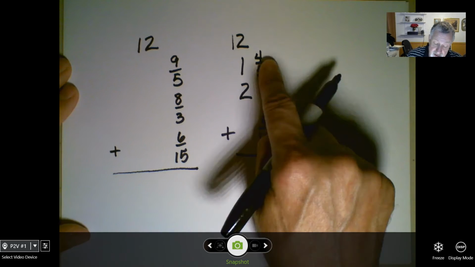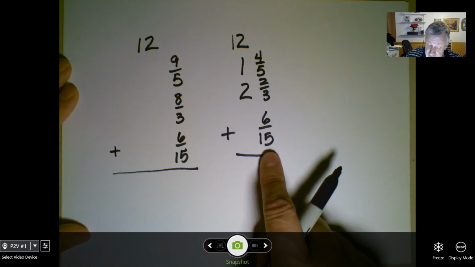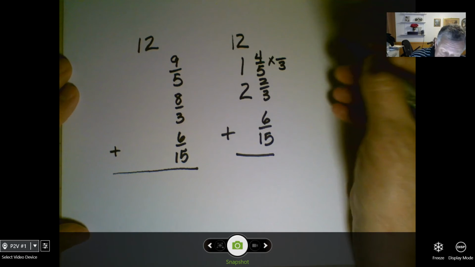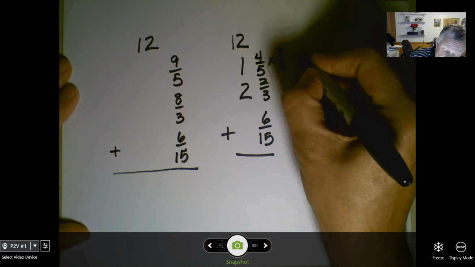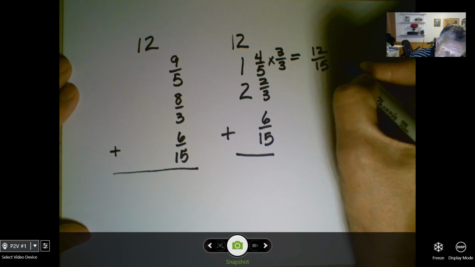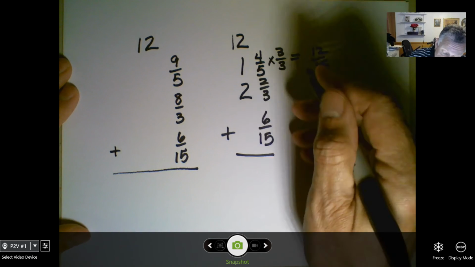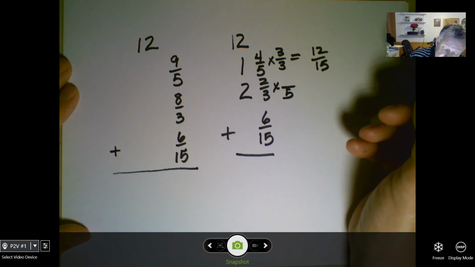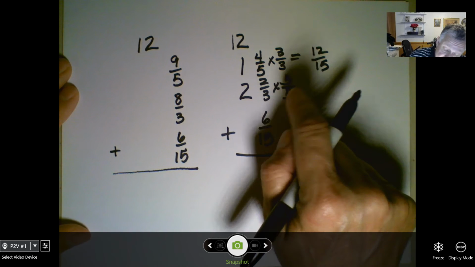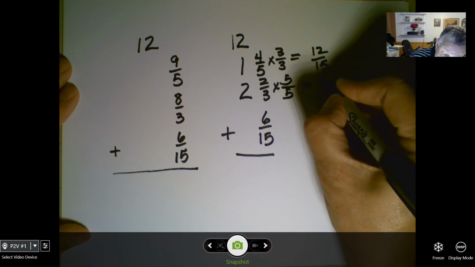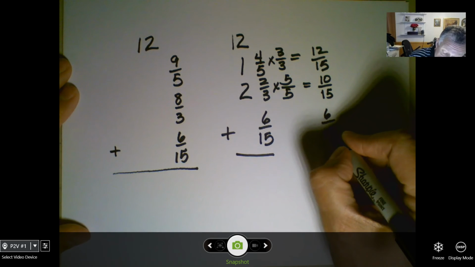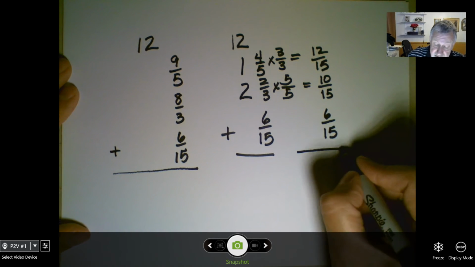Next thing I'm going to do is make sure I have a common denominator. And again, it's found right here, 15. 5 times 3 is 15, so I have to multiply the top by 3 as well to make this a 1. And that's 12/15. 3 times 5 is 15, so I have to multiply this by 5 as well to make this 1, 5/5. And that's 10/15. And again, 6/15 is okay the way it is. Still adding all those together.